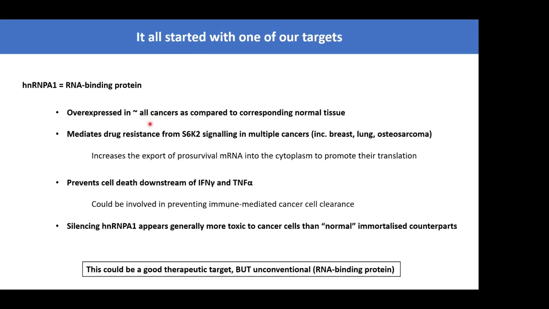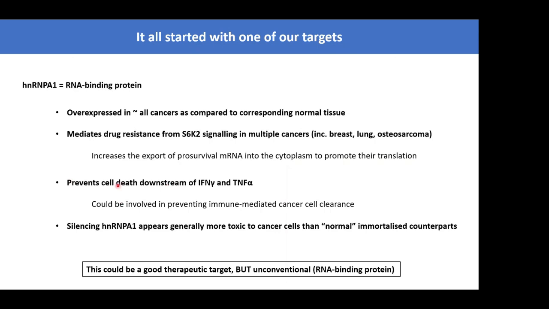It mediates the drug resistance phenotype downstream of S6 kinase 2 signaling. So if you take out HNRNPA1, you lose the action of S6 kinase 2 in developing drug resistance, and we've demonstrated that in multiple cancers. It does that by increasing the export of pro-survival mRNA out of the nucleus into the cytoplasm to maximize translation.